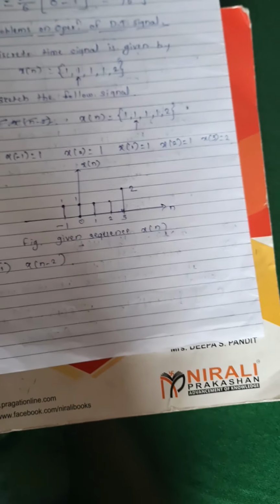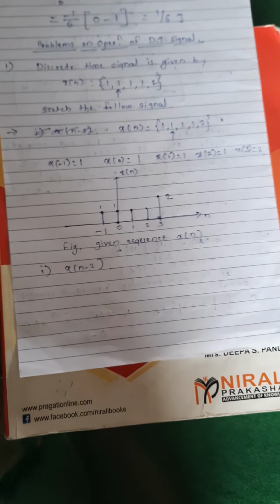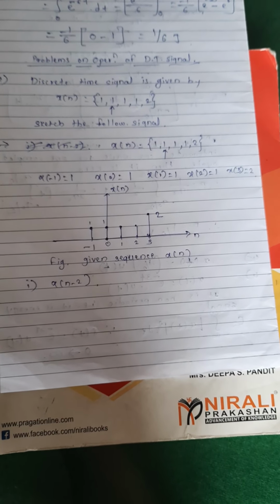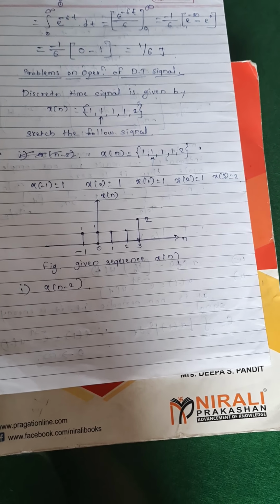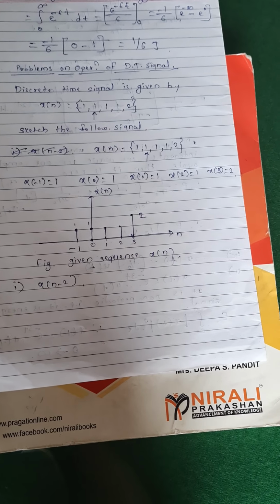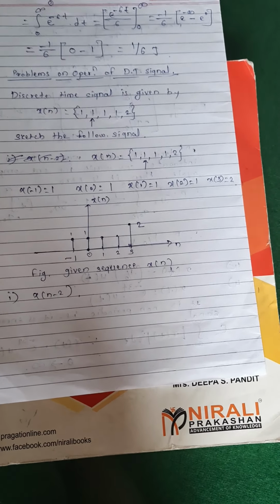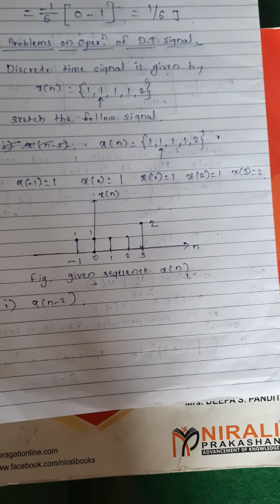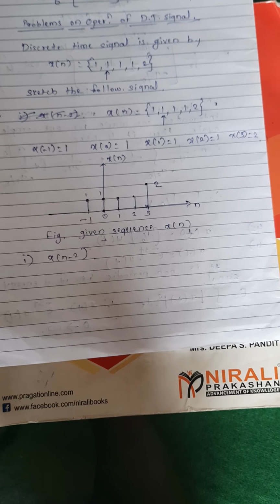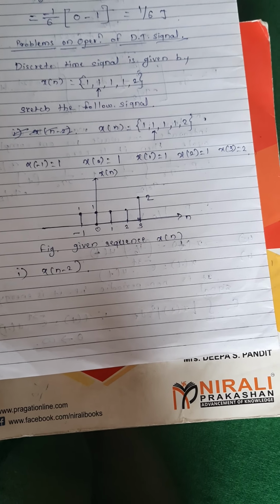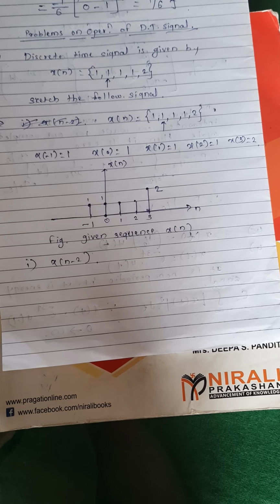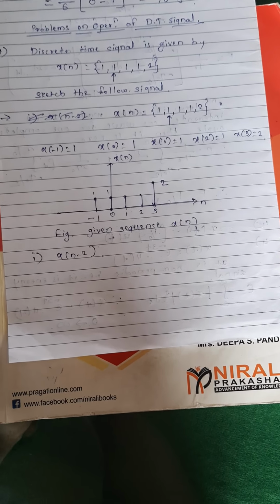Now here the negative sign indicates a delay operation. Delay operation means shift the diagram towards the right. So we have to shift the sequence x of n towards the right by 2 samples. Since the negative sign is given in the problem, it is a delay operation, and for a delay operation we shift the diagram towards the right.